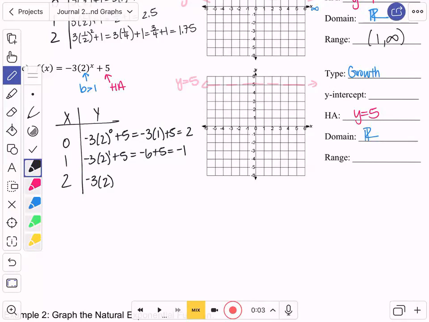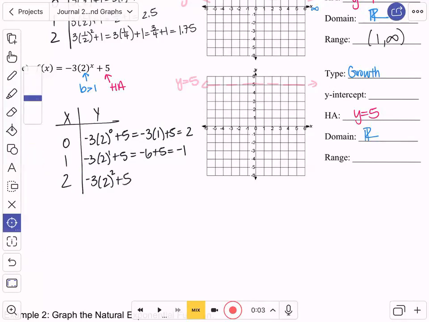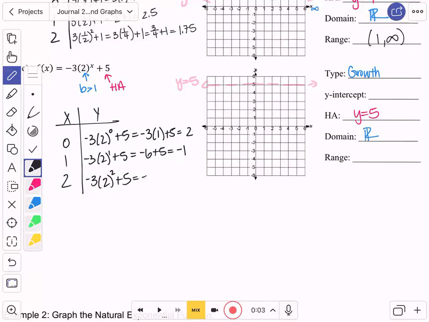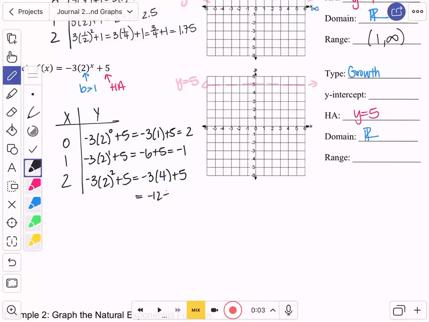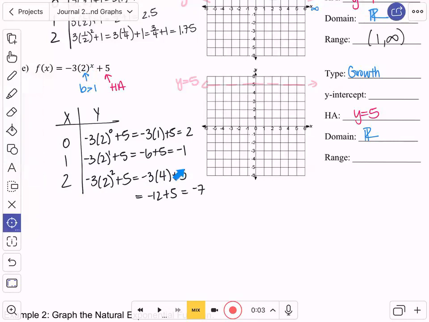-3 times 2 to the second power. So I'm going to plug in 2 now for x and work this out. So 2 to the second power is 4. But I have to multiply -3 and 4. That gives me -12 and 5. If I add this together, I get -12 plus 5 is -7. So it's getting quite negative.